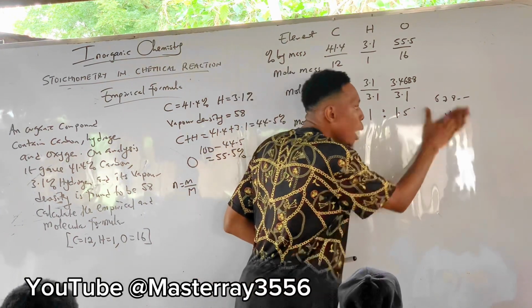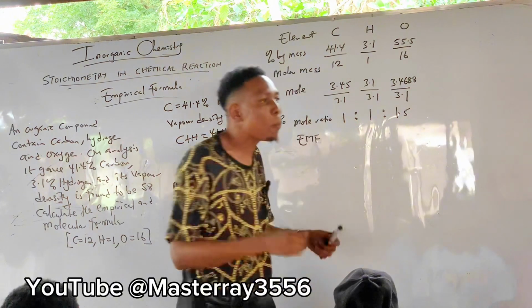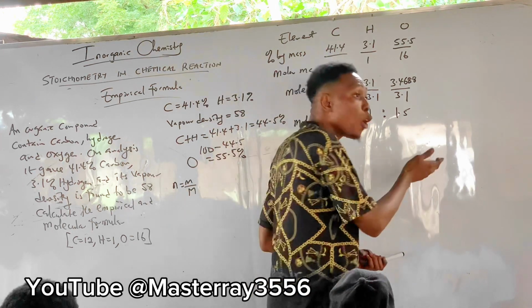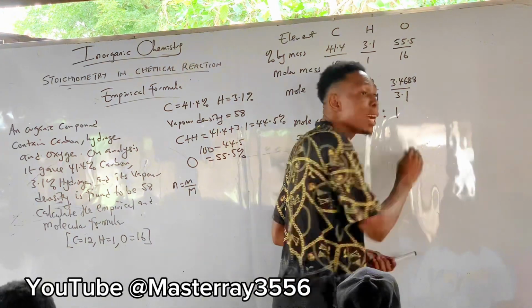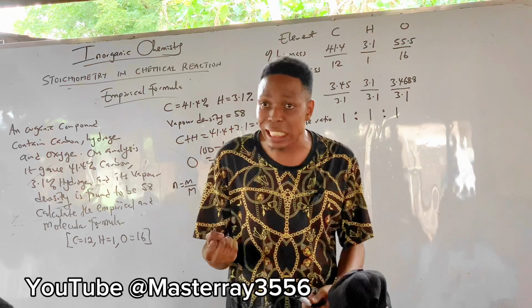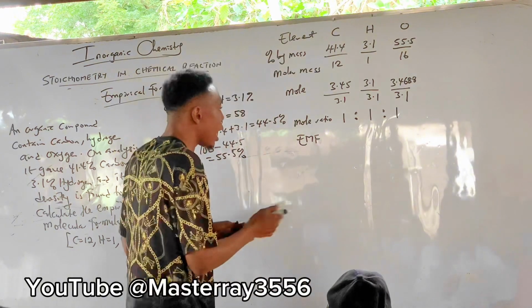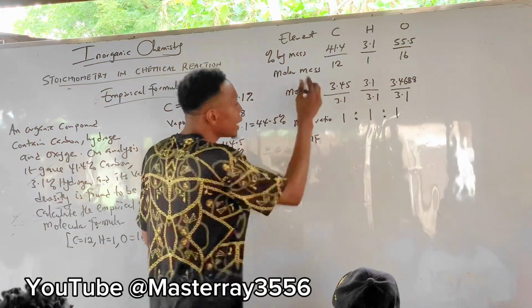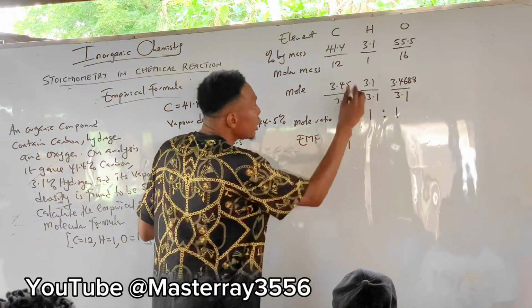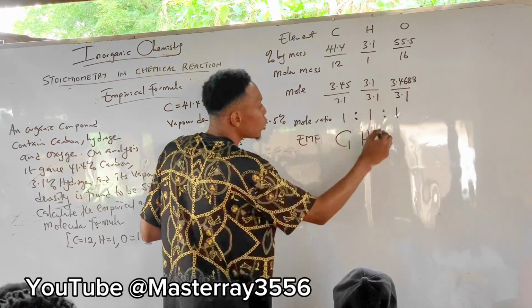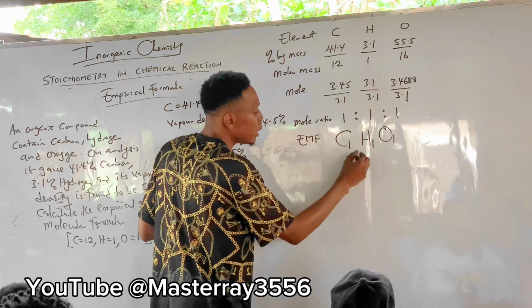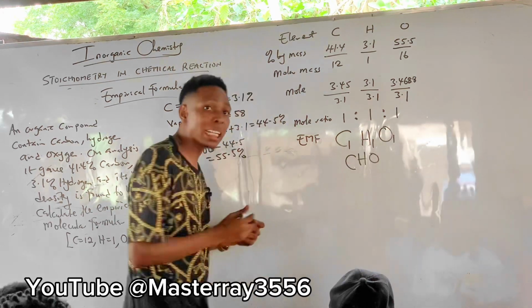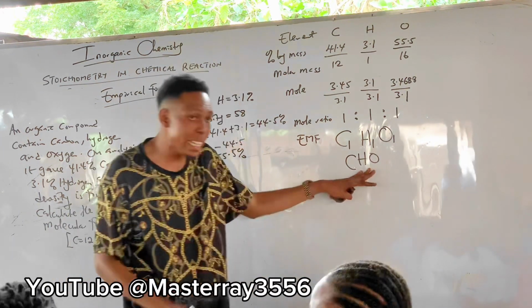When I mean 0.5, it can be 0.5, it can be 1.5, it can be 2.5. Are you following? As long as it's 0.5. Is that clear? All right. So this time around, our EMF, which is the empirical formula, is written as C1, H1, O1, which is CHO. Is that clear?